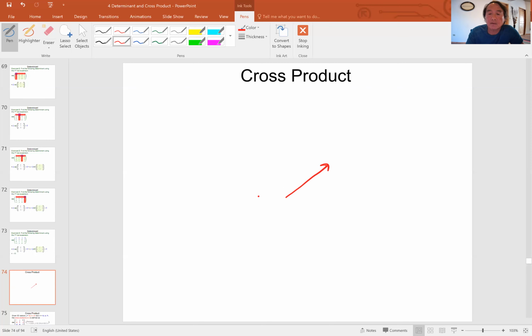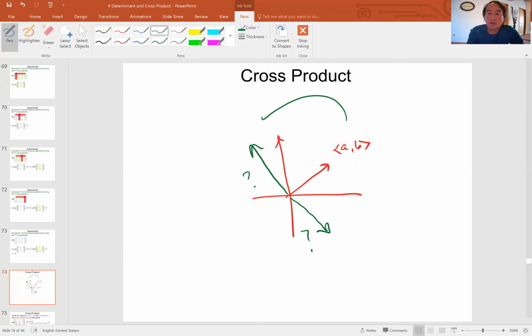In two dimensions, if I have a point (A, B), and I want to find the vector pointing in the perpendicular direction, let's say of the same length, that's very easy. This one is: switch the coordinates and then make the B negative. And then this one is (B, minus A), the negative of the other one.